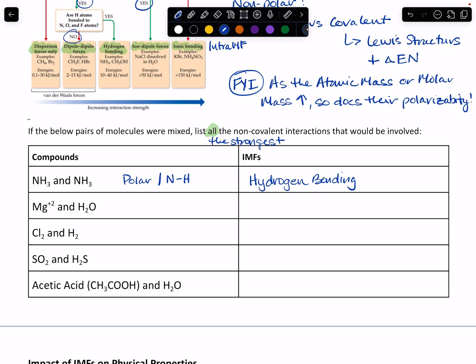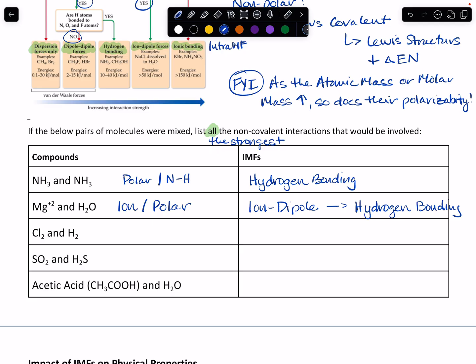Up next, we got magnesium ions dissolved in water. So we've got an ion and we have a polar molecule. So this is going to be ion dipole interactions. In addition, depending on the amount of magnesium, there's also going to be hydrogen bonding, but it's going to be a little weaker than our ion dipole interaction. But if we have just water molecules interacting with each other, we're going to get some hydrogen bonding.